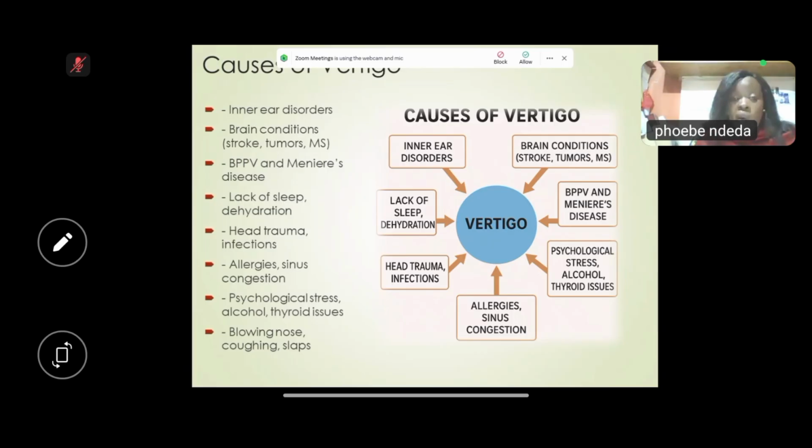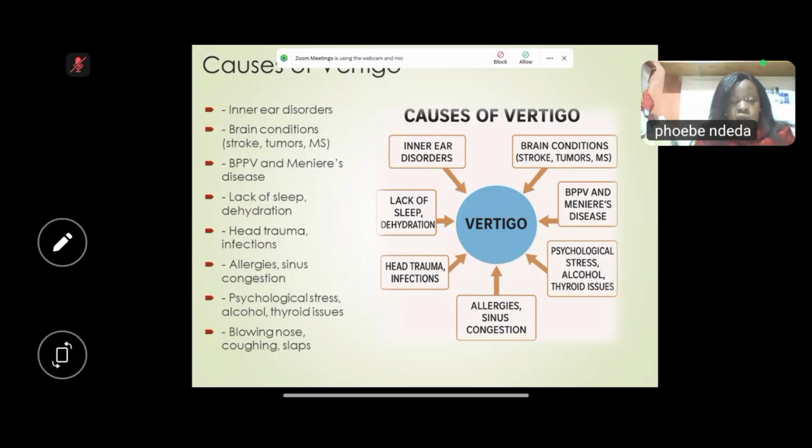At least now we are going to look at the causes of vertigo. From the time we started talking about vertigo, we have seen many causes of vertigo, one of them being inner ear disorders like BPPV and Meniere's disease, labyrinthitis, the ones we were looking at earlier. We also have brain conditions like stroke and tumors, as we had already seen, lack of sleep, and dehydration. So what are we saying? Lack of sleep can disrupt these processes, potentially leading to vestibular system dysfunction and an increased risk of vertigo.